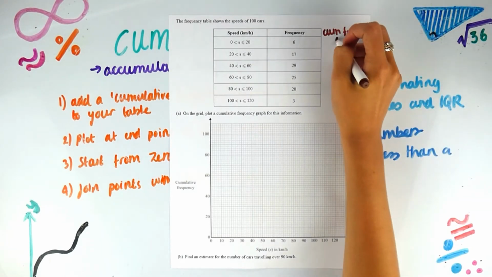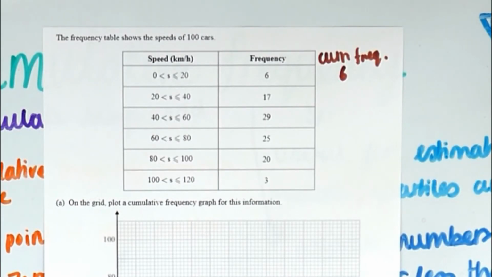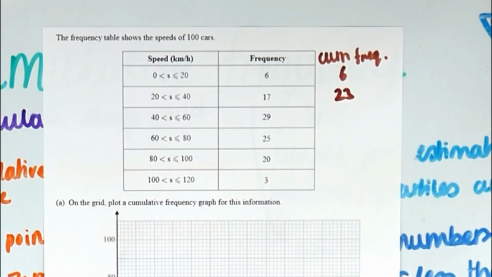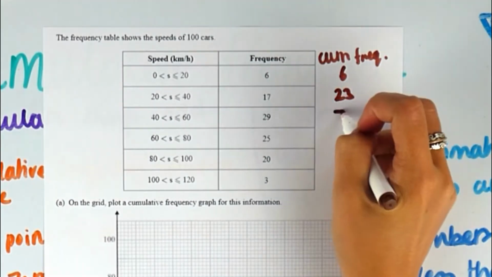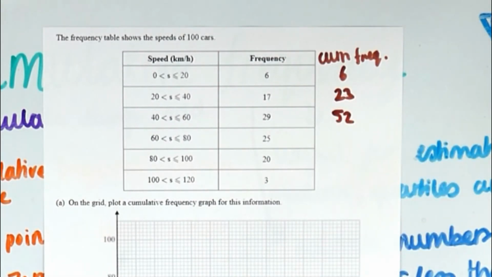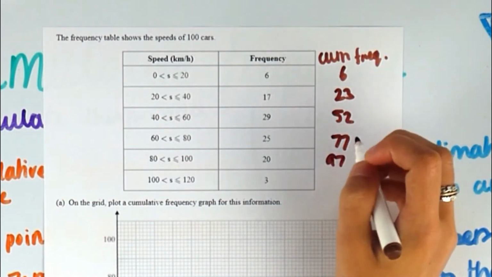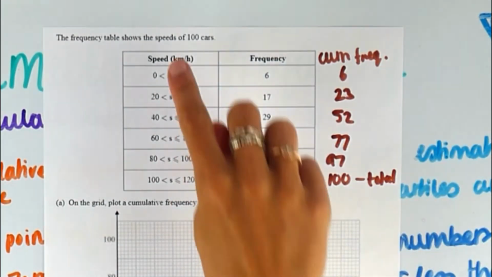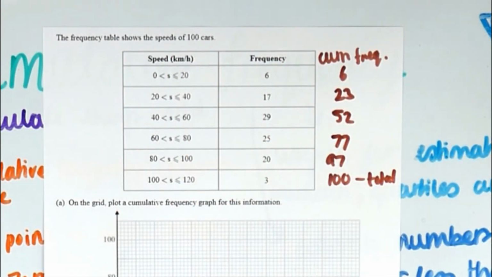So the first one has 6. Then the second one has 6 plus 17, which gives 23. And then this one has 23 plus 29, which is 52. And then this one has 52 plus 25, which is 77. This one has 20 plus 77, which gives 97. And then the final one has 97 plus 3, which gives you 100. And that is going to be your total number of cars. It did say 100 cars, so we've got them all.